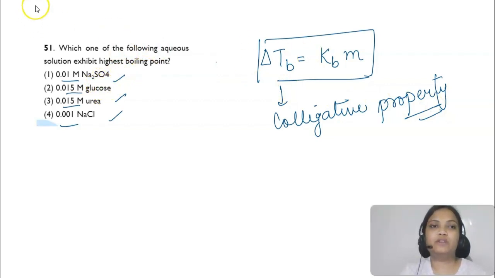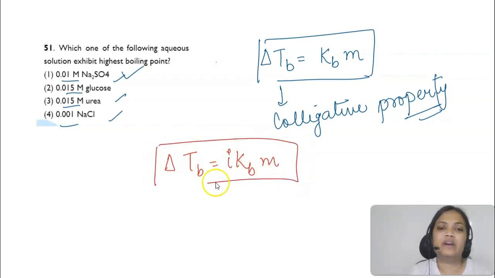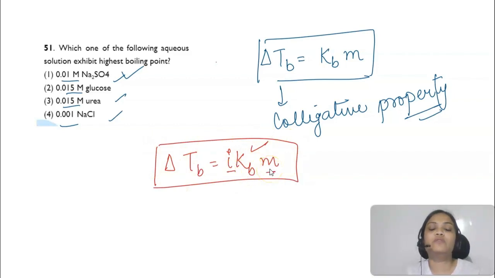So what we will be doing here is finding out how many particles we are getting. In this case, we have to use the Van 't Hoff factor also. I Kb M. Kb value is constant, so we will do I into M. Here concentration is given, and we will multiply it with the Van 't Hoff factor. We will see whether dissociation or association takes place. Then we will find out the Van 't Hoff factor, because the one having the highest number of solute particles will give you the highest boiling point.